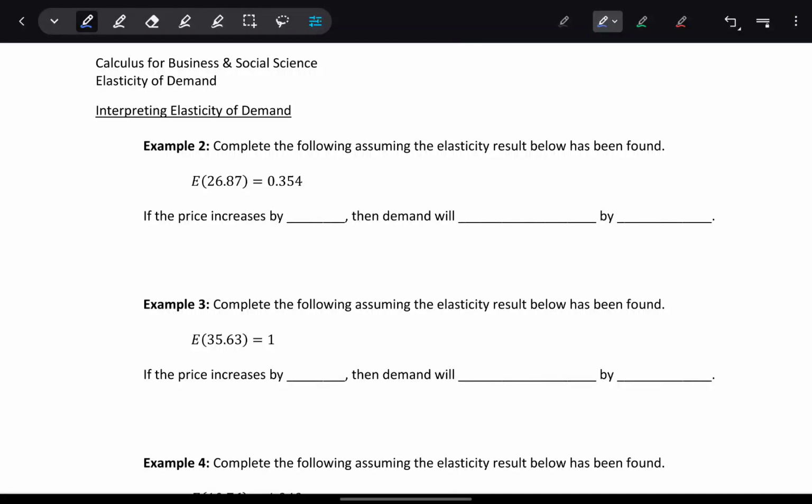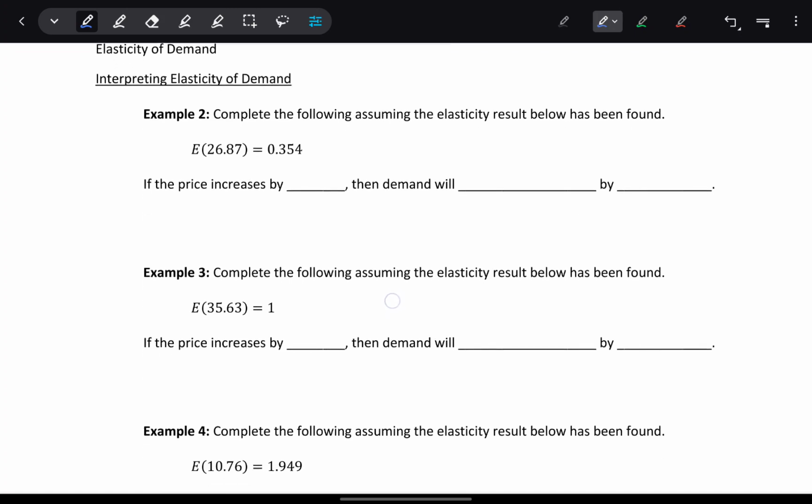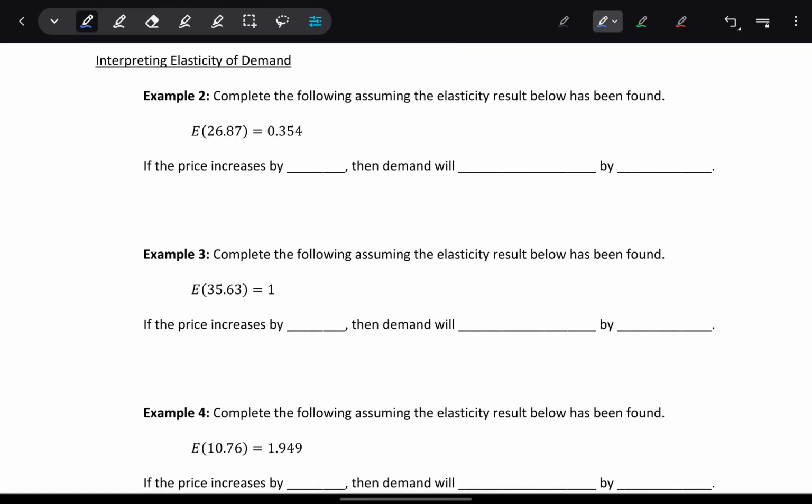Before we look at calculating elasticity of demand, we just want to take a look at some example outputs and focus on the interpretation to get an idea of what these numbers tell us. So in example 2, we want to complete the following assuming the elasticity result below has been found.